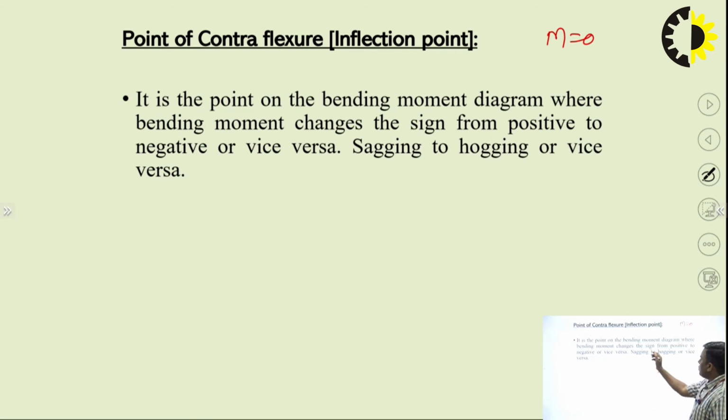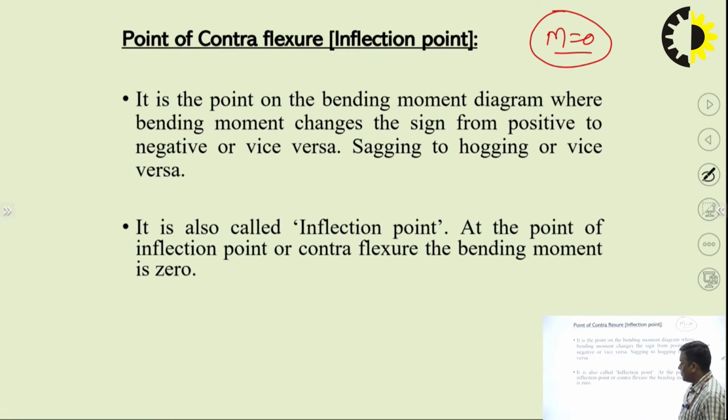So it is the point on the bending moment diagram where the bending moment changes its sign. Obviously, if it is passing through 0, then the bending moment is changing its sign. It is from positive to negative, negative to positive, from sagging to hogging, or anything. So we can call it in any manner, but mathematically it is the point where the bending moment is 0. So this is the point of contraflexure. We can call it point of inflection also.